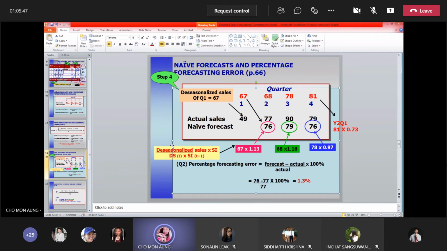So if you remember this one, if you want to get the forecast, you have the seasonalized sales of current multiplied by the seasonal index of the next period. Because the forecast is supposed to be F(T+1), right? If you want F(T+1), then the seasonalized S(T) multiplied by SI(T+1), okay?